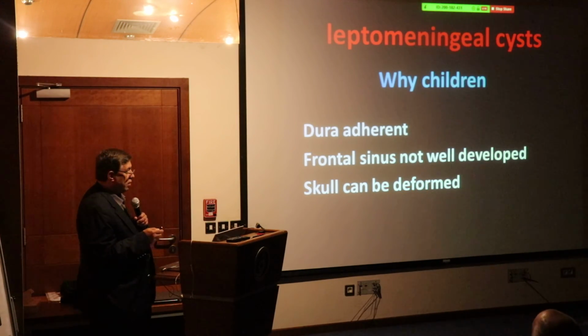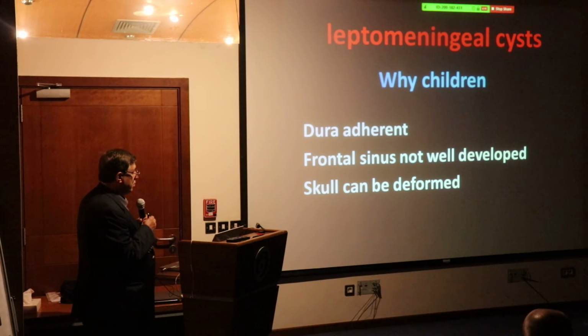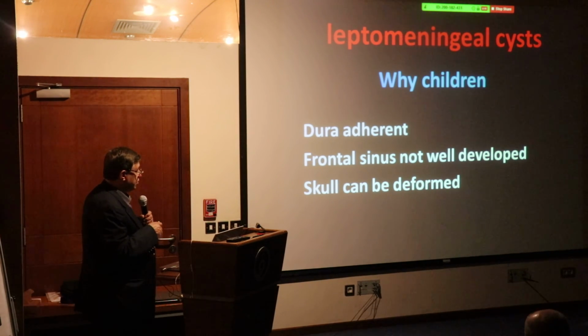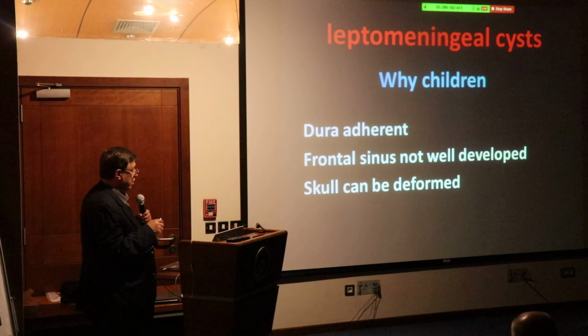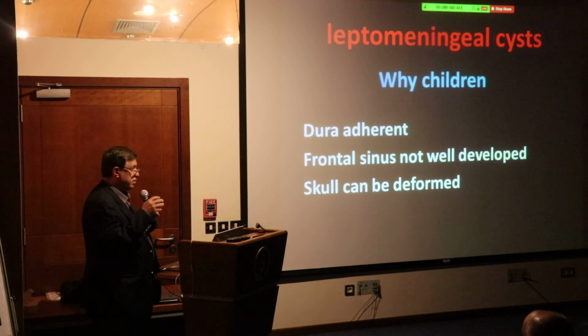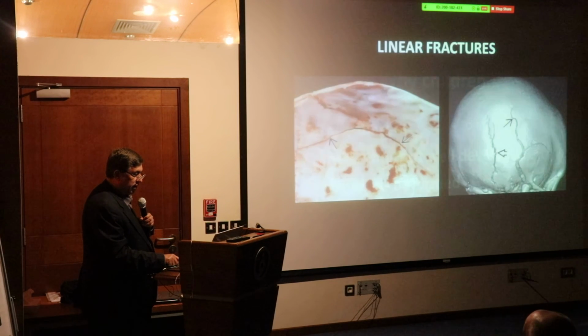Why children? Because the dura is very much adherent to the bone, not like in adults. There is some space in adults, or a loose attachment. But in children, the dura is very adherent to the bone. So when there is a fracture in the bone, most of the time the dura is lacerated. And there is no frontal sinus to protect the orbits. And the skull in children can be deformed. And when it is deformed, then the tear can happen in the dura. So that's why children are the ones to be affected.